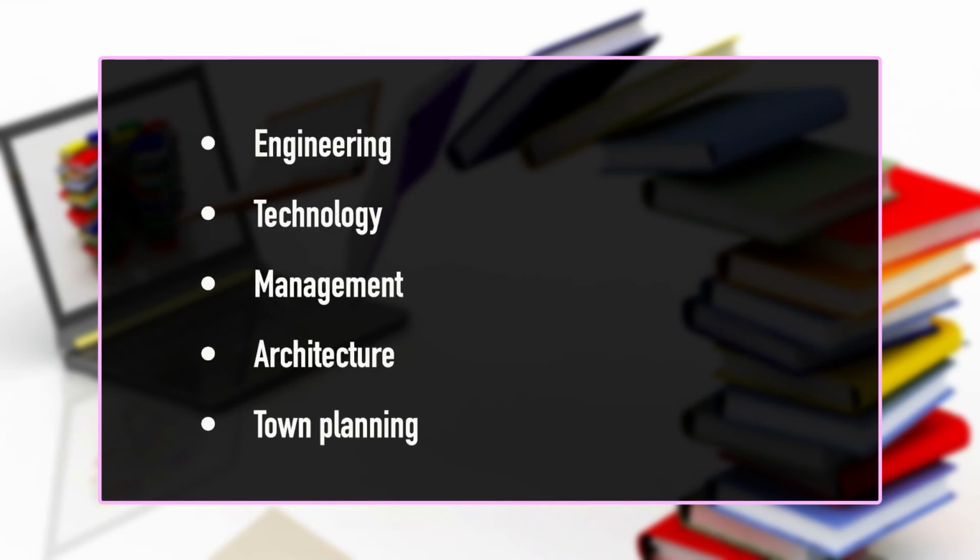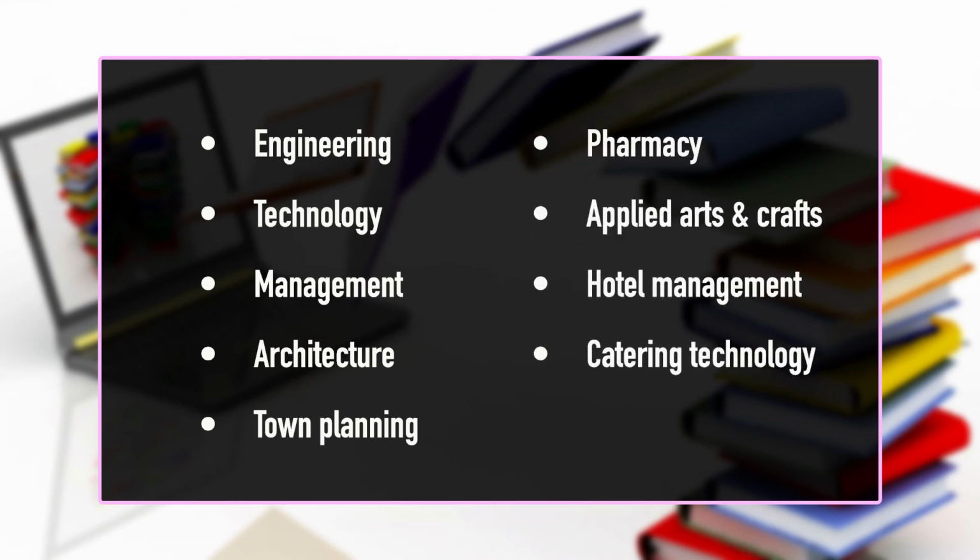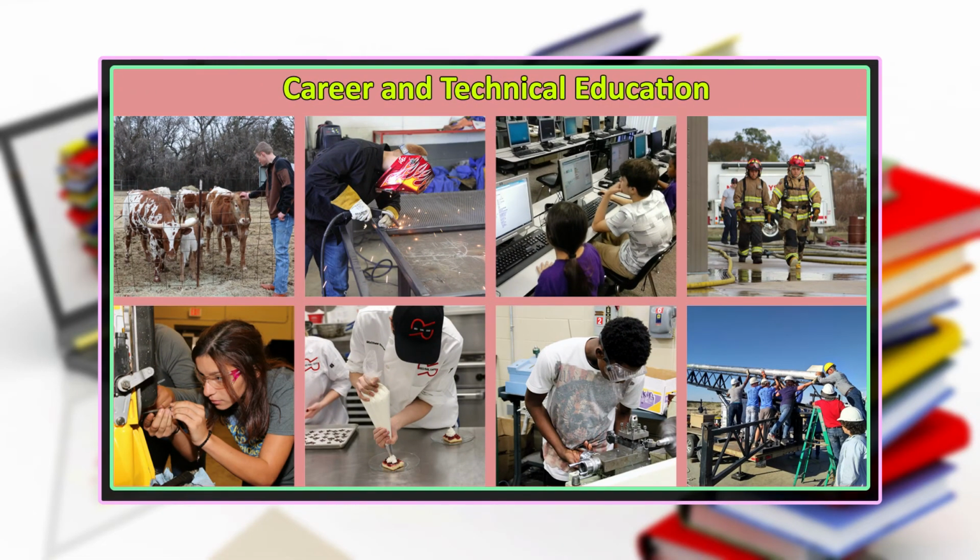Technical education covers programs in engineering, technology, management, architecture, town planning, pharmacy, applied arts and crafts, hotel management and catering technology, etc. Career and technical education is a term applied to schools, institutions, and educational programs that specialize in the skilled trades, applied sciences, modern technologies, and career preparation. It was formerly, and is still commonly, called vocational education.